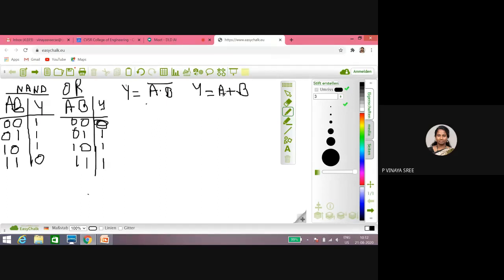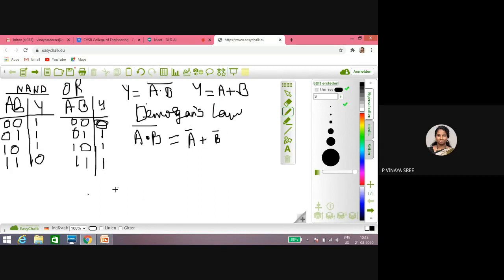Yes, we have one rule called De Morgan's law. What we have in De Morgan's law is that A into B whole complement is the same as A complement plus B complement. So this is a formula. Here is a product, here is a plus. A complement plus B complement. So this is your De Morgan's law. But we should not get A complement plus B complement. We have to get just A plus B.